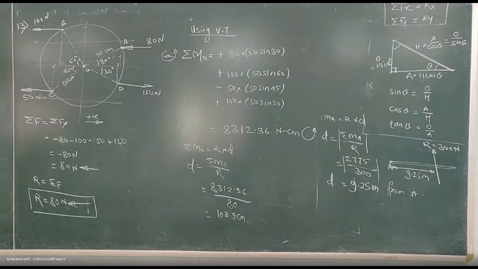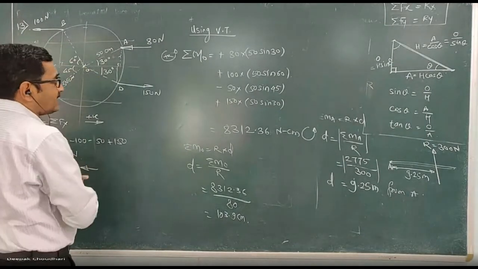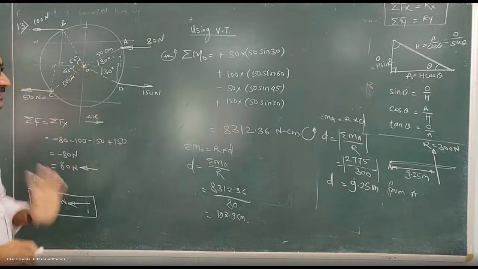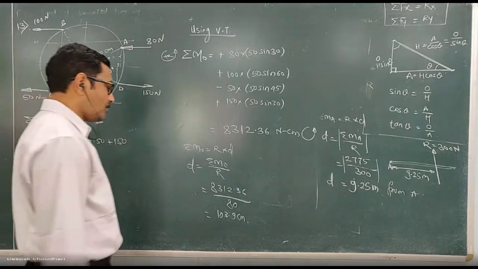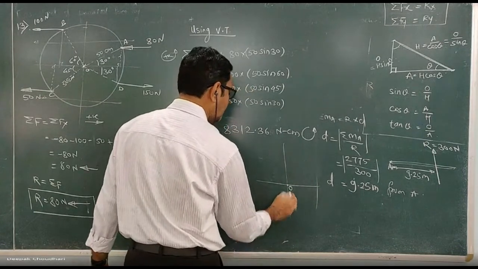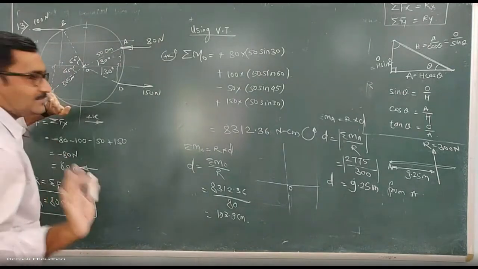Okay. Now, it means that to produce the same effect as the four forces producing on the body, the resultant must act at a distance of 103.9 centimeter from O. So show the position of the resultant. This is the point O. Resultant is acting horizontally. Listen, what I am thinking.